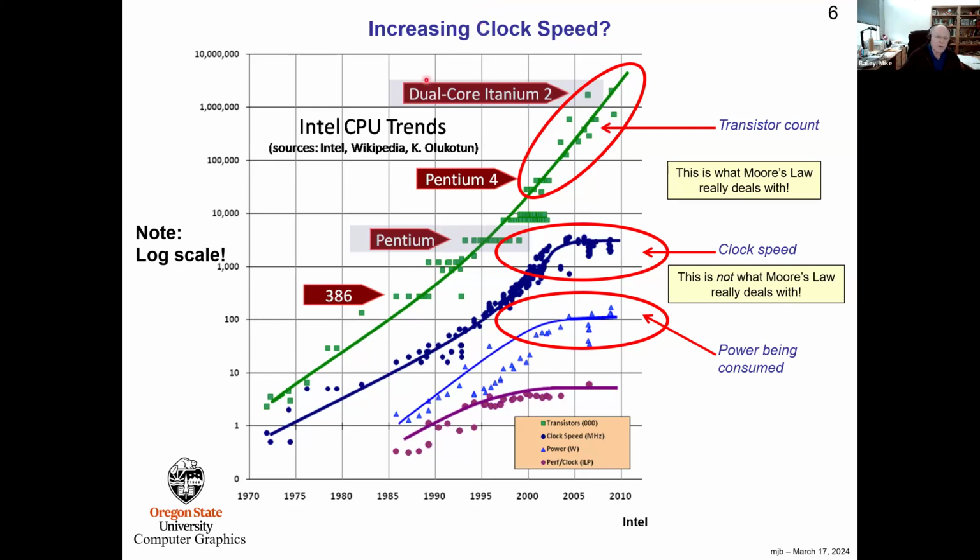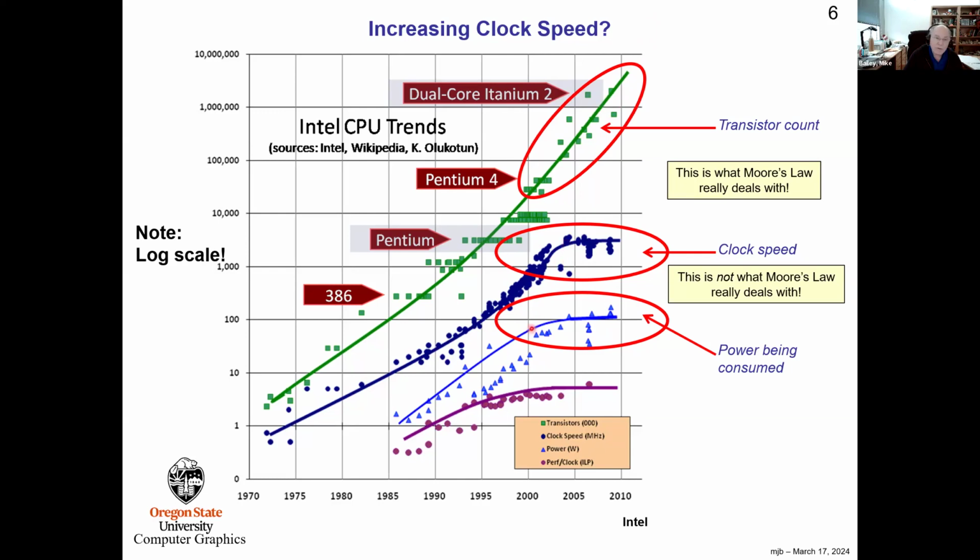Okay? So if you look at this graph, here's transistor count. And this again is a log plot. So transistor count is going up and up and up. But look at this. Clock speed, the dark blue curve, is going up and up and up, and then flattened out. Moore's law kept happening. Moore's law of clock speed, which isn't really Moore's law, stopped happening.